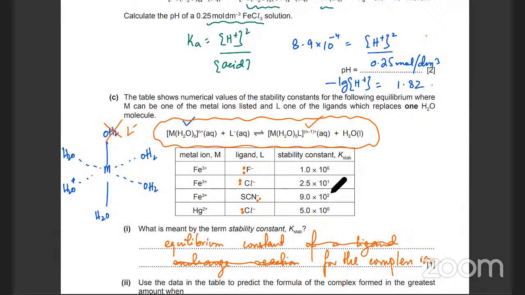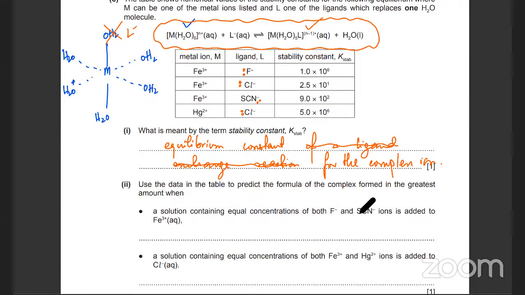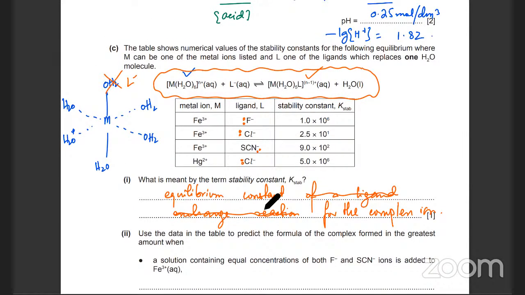Okay, that's it. Then use the data in the table to predict the formula of the complex formed in the greatest amount. A solution containing equal concentrations of F minus 1 and SCN minus 1 ions is added to Fe3+. Now remember, it's the equilibrium constant of this ligand exchange reaction. Equilibrium constant is product concentration over reactant concentration. When does the equilibrium constant have a large value? It has a large value when you've got more products, right?